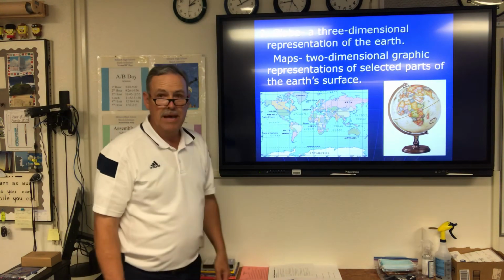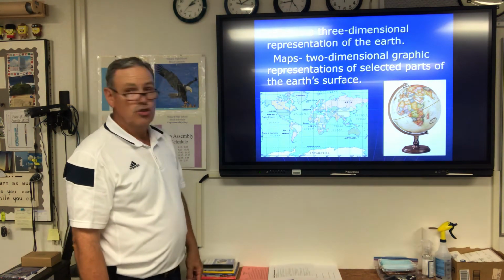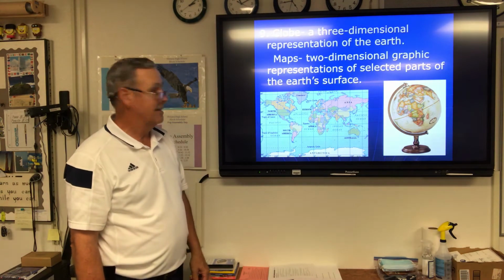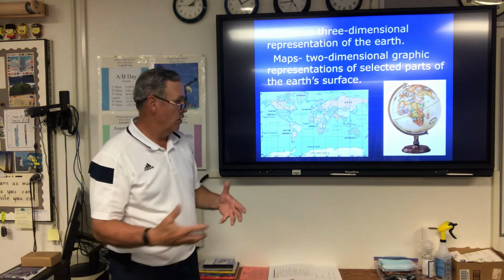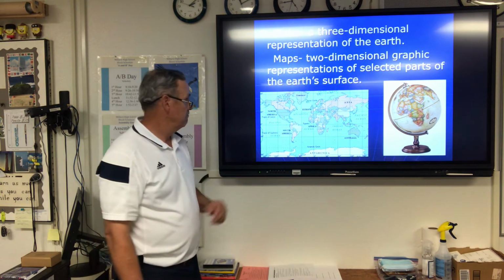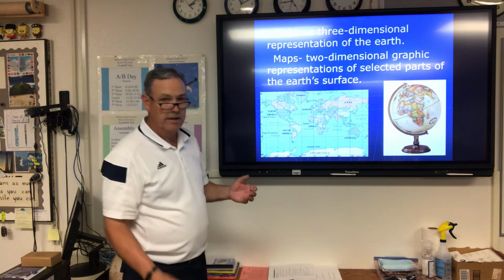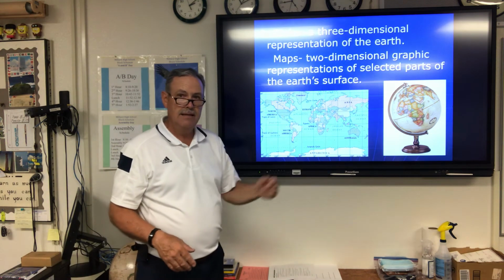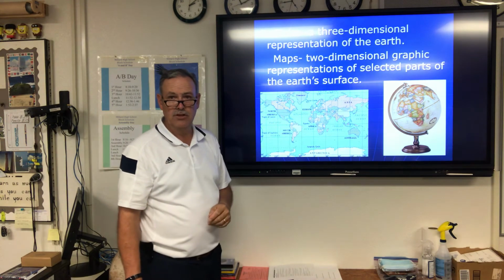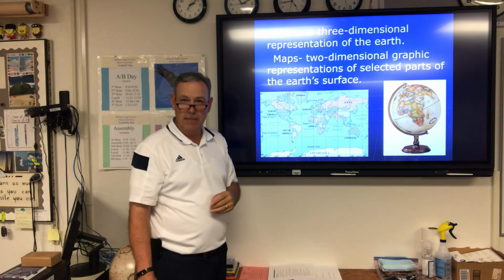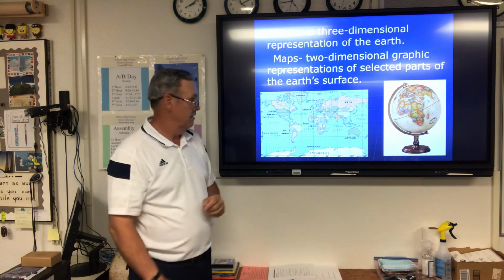Okay, globes and maps. A globe is a 3-dimensional representation of the Earth. Maps are 2-dimensional graphic representations of selected parts of the Earth's surface. So depending on what you want to look at or what you want to do, then a different map might work for you. So if you want to sail on a ship, if you want to fly a plane, if you want to hike a mountain, hiking a mountain this map wouldn't help you much. But flying a plane, it might. Smaller maps obviously would be better if you're hiking.